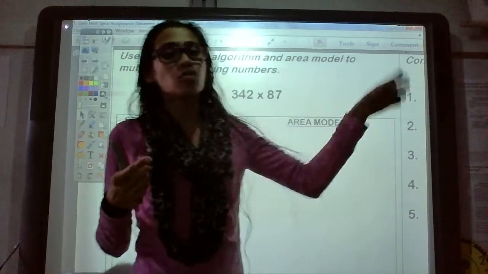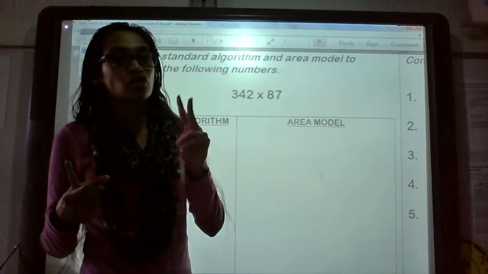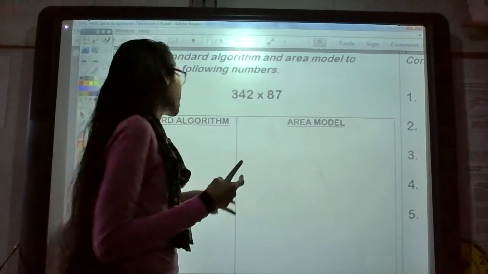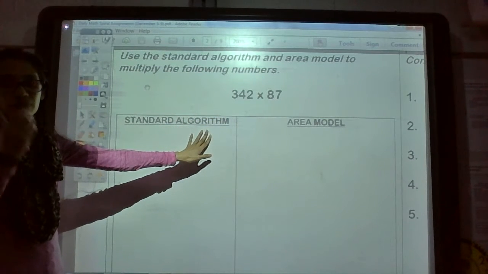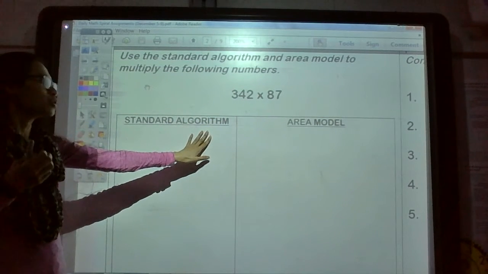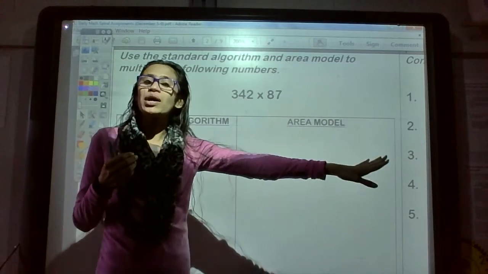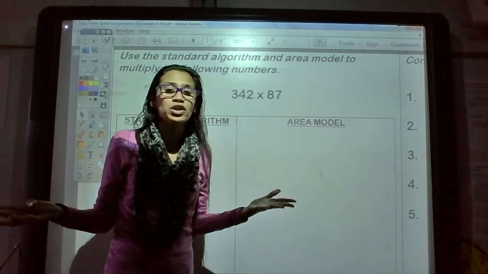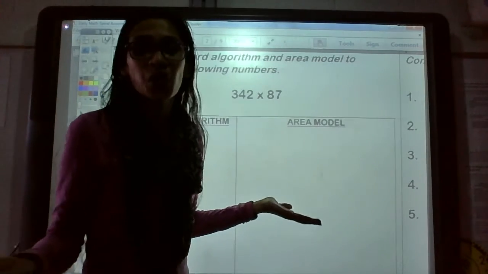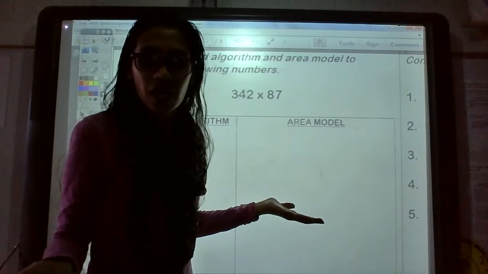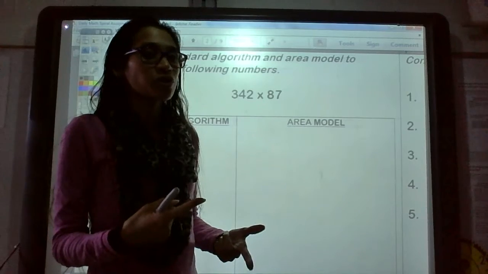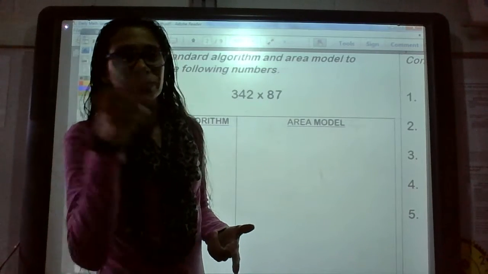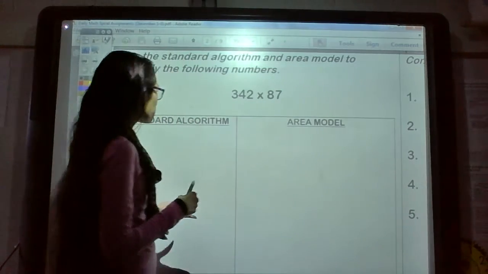So in this problem, we are going to do it two ways. The first way will be using the standard algorithm, and I'll do that with you. And the next one is the area model. Now, a lot of you know how to do these ways. Maybe you just don't know the name of it, but you already do it. So I will work through them with you, and you're going to know how to do it in no time.